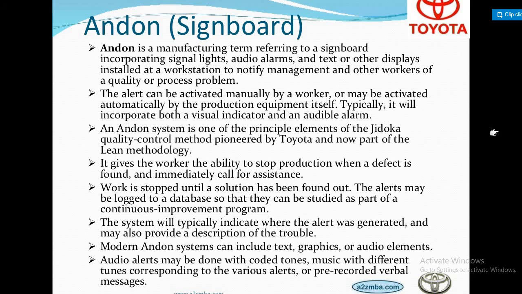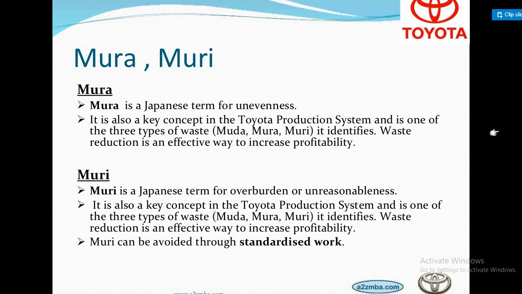The alerts may be logged to a database so that they can be studied as part of a continuous improvement program. Whatever problem happened will be studied in order to avoid it in the future. The system will typically indicate where the alert was generated and may also provide a description of the trouble. Modern Andon systems can include text, graphics or audio elements. Audio alerts may be done with coded tones, music with different tunes corresponding to the various alerts, or pre-recorded verbal messages.